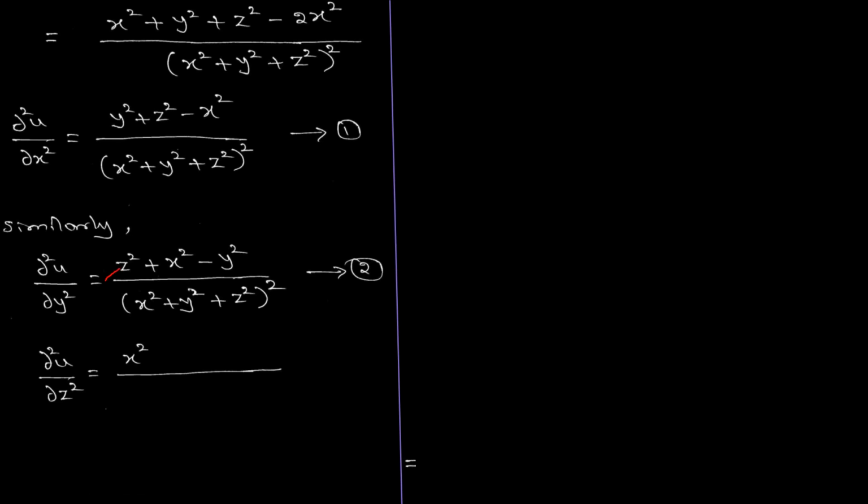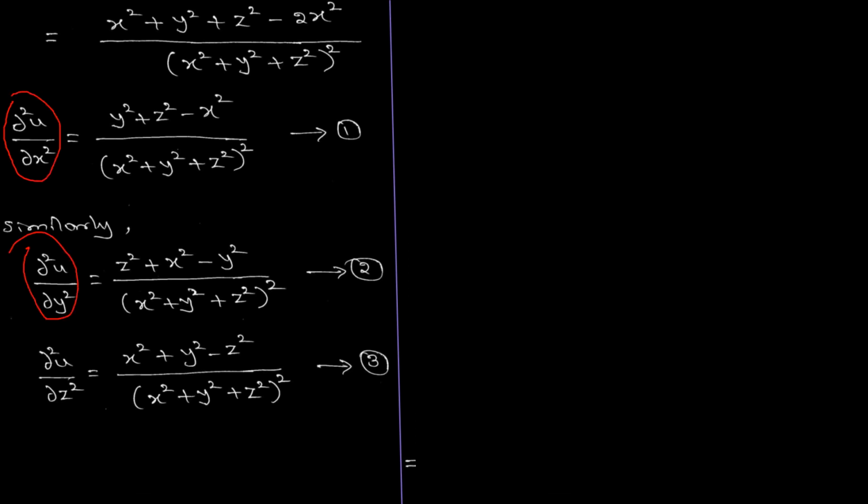After z square it is x square, becomes y square, becomes z square, and the denominator again remains the same. Call it equation number 3. As per our requirement, we need to add all these three equations. Let us add all these three equations now.